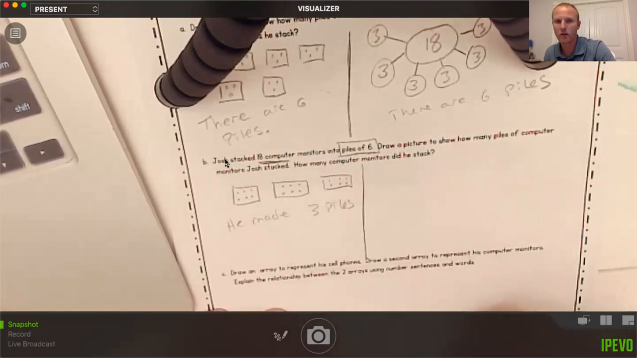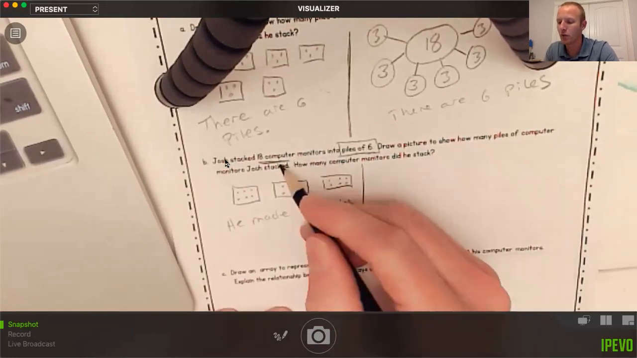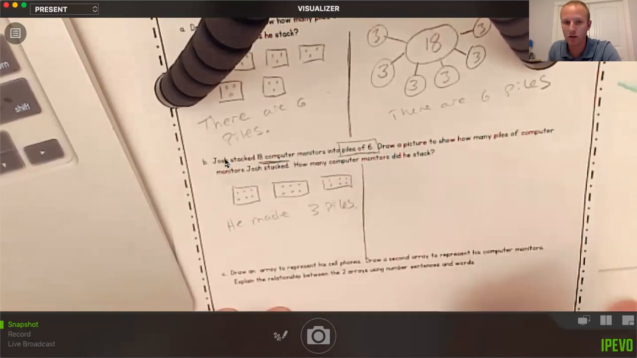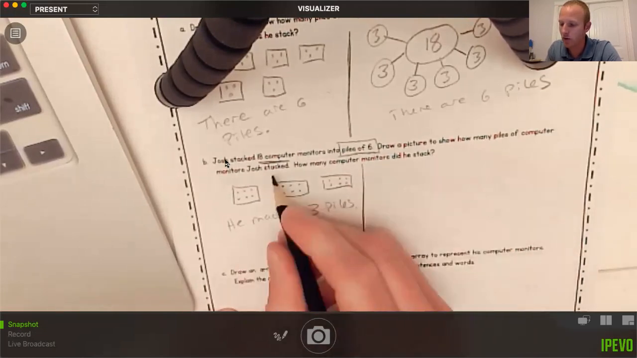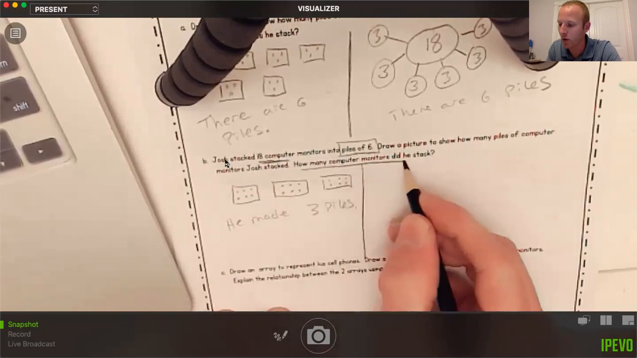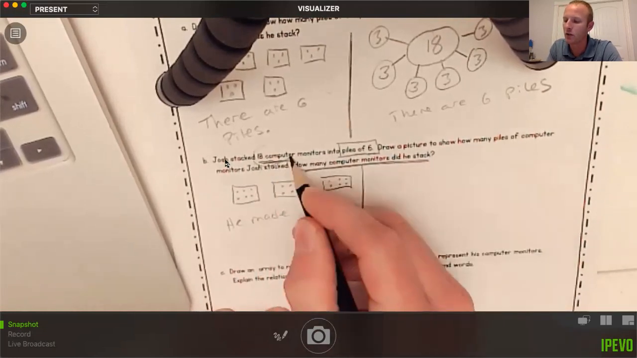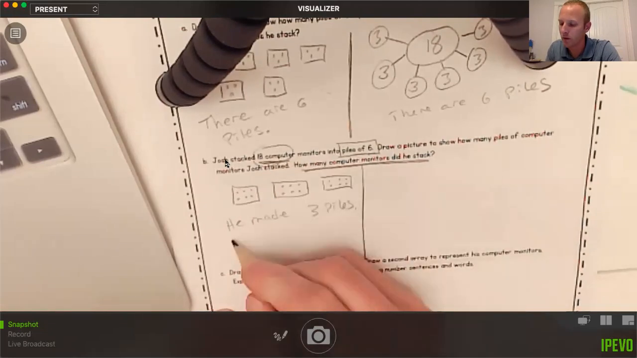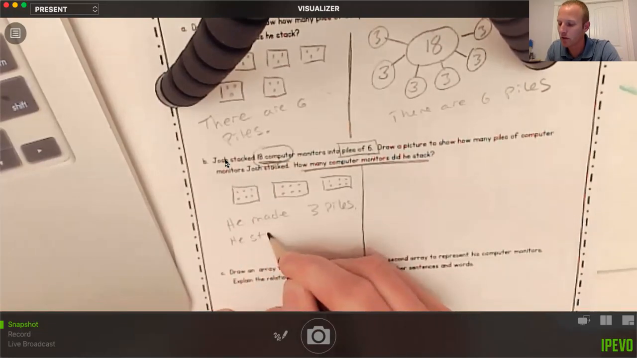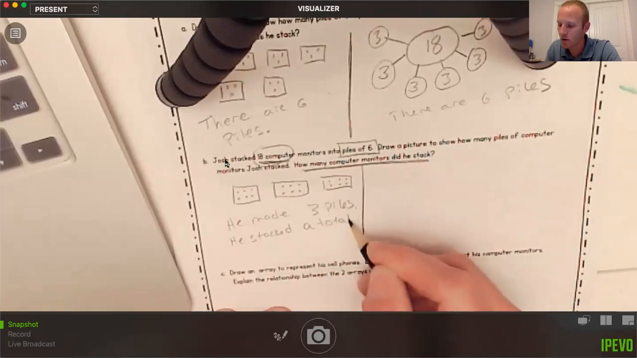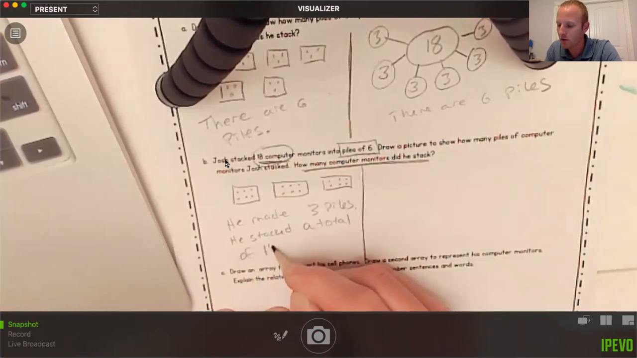Now I also noticed that it said, how many computer monitors did he stack? Well, that's a little bit of a tricky question because we know that the total is 18. They already told us that. But since it asked, I'm going to write the answer. This is just checking to make sure we're following directions, that we can identify the total. He stacked a total of 18 monitors.